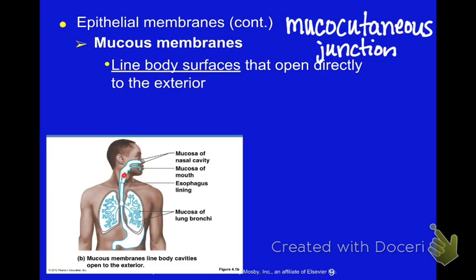You can feel one right now. Lick your lips. Now lick the inside of your lips. Now feel with your tongue the border between the rougher outside part of your lips and the slimier inside part. Okay? That's your mucocutaneous junction.